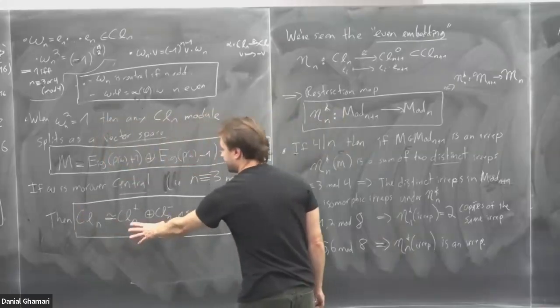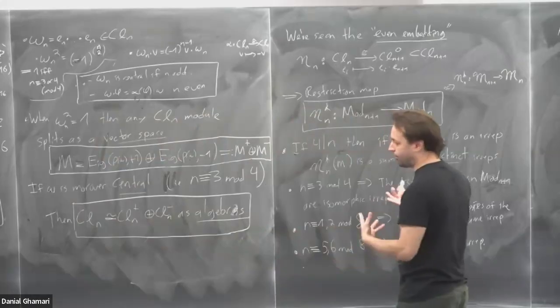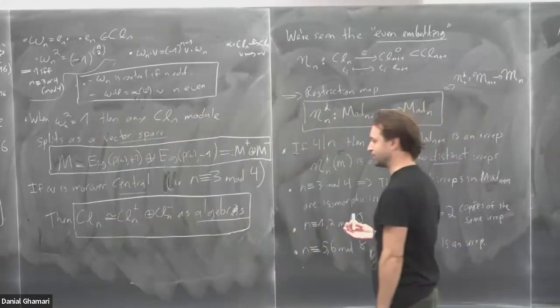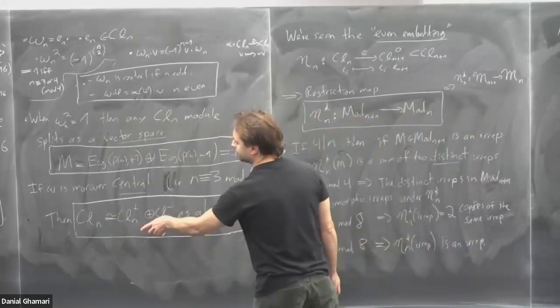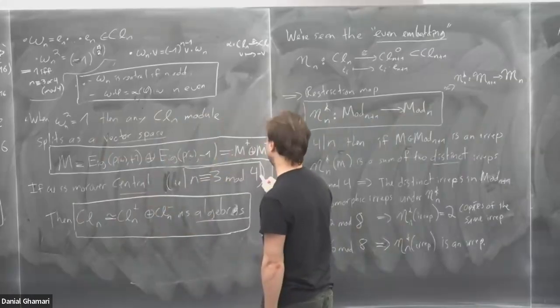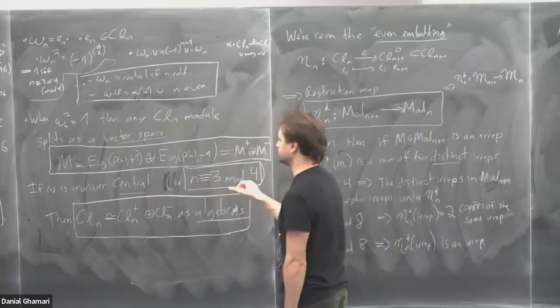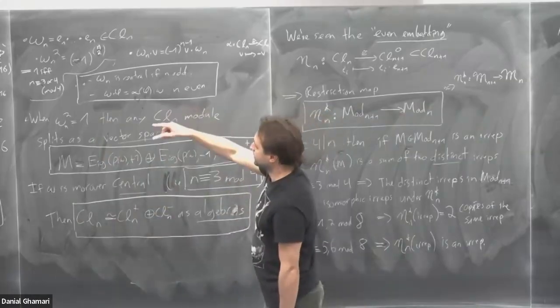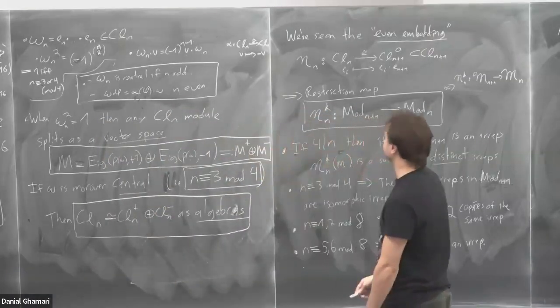So these are different from the even and odd things. In particular, the odd elements do not form a subalgebra. These are very special and very particular to the case where n is congruent to 3 mod 4. That's the thing that makes this dimension special, that omega squares to 1 and it's central.